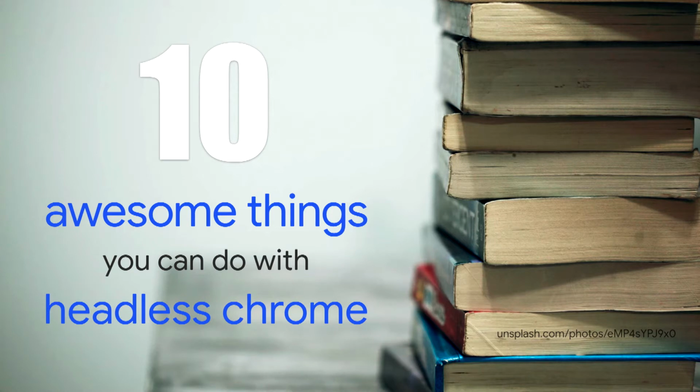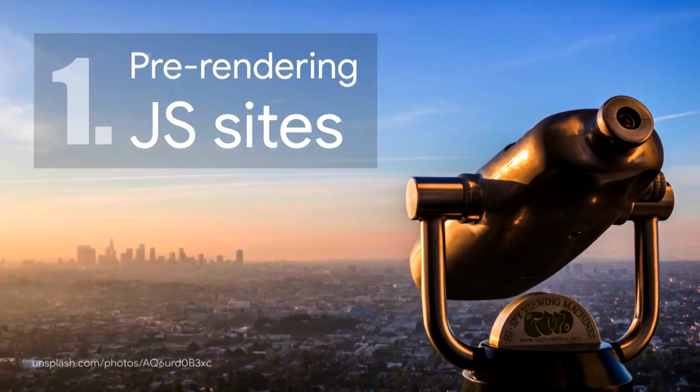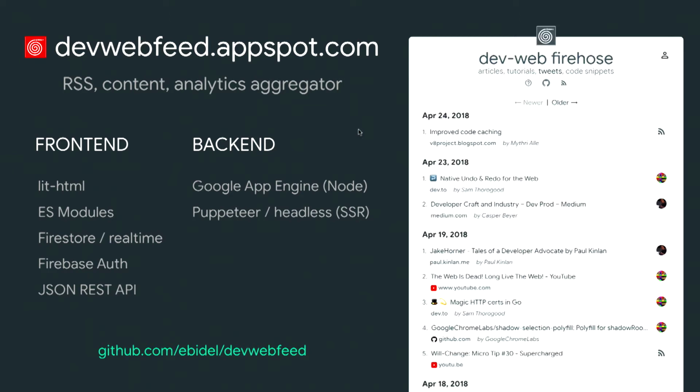So 10 awesome things, and of course there's many more, but 10 awesome things you can do with Headless Chrome. First cool thing that I found is you can pre-render a JavaScript client-side application. Right? We have a browser. It knows how to run JavaScript. It knows how to populate HTML, run CSS. Why not take advantage of that? If you don't have a good server-side rendered solution for your client-side app, Headless Chrome might be a good option.